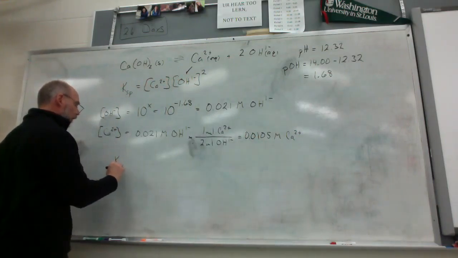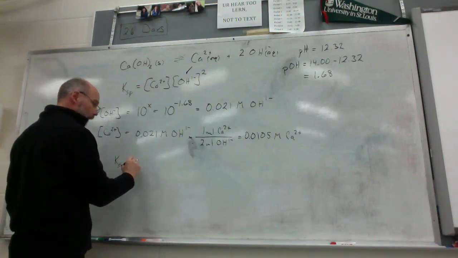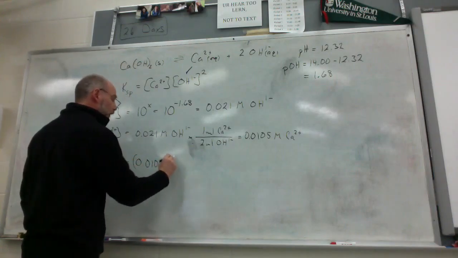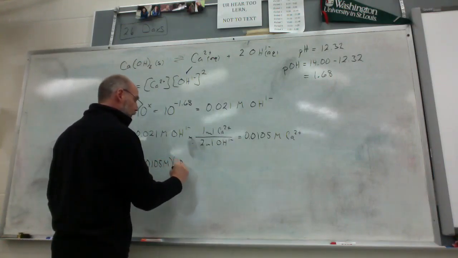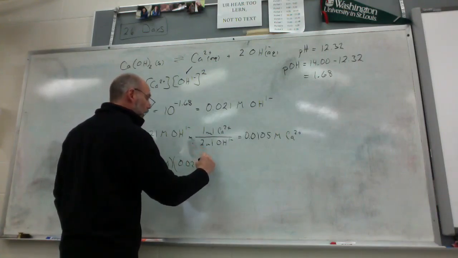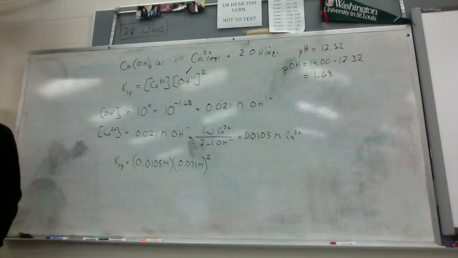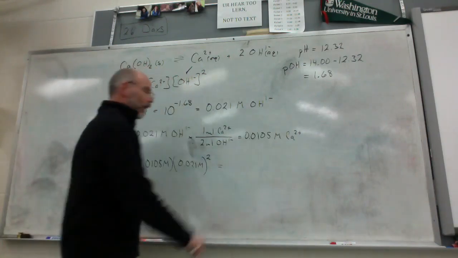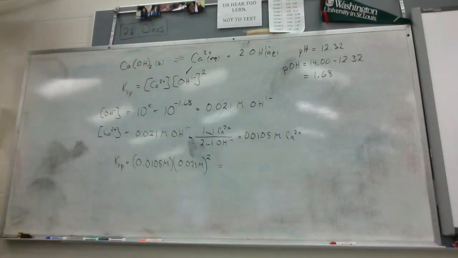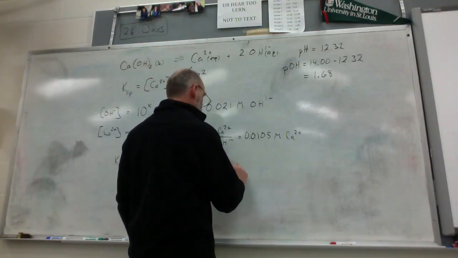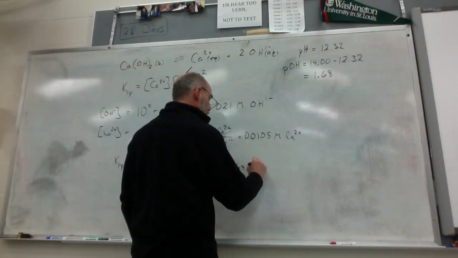So the Ksp is going to be the 0.0105 molar for the calcium and the 0.021 molar of the hydroxide ion. That quantity squared, Ryan. Yeah. Okay, and what'd you end up getting? 4.56. Okay, so with significant figures, we'll go 4.6 times 10 to the negative 6th as our Ksp.